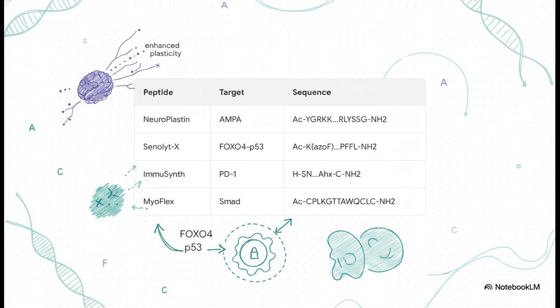Or look at senolytic X version 3. This is a photo-controlled senolytic designed to clear aging cells by disrupting the FOXO4-P53 interaction. Its sequence starts right out of the gate with acetyl-lysine bound to azo-F, followed by the penetrating motif and the binding sequence. What we're looking at right here is the bleeding edge of actionable biotechnology, mapped out letter by literal letter.